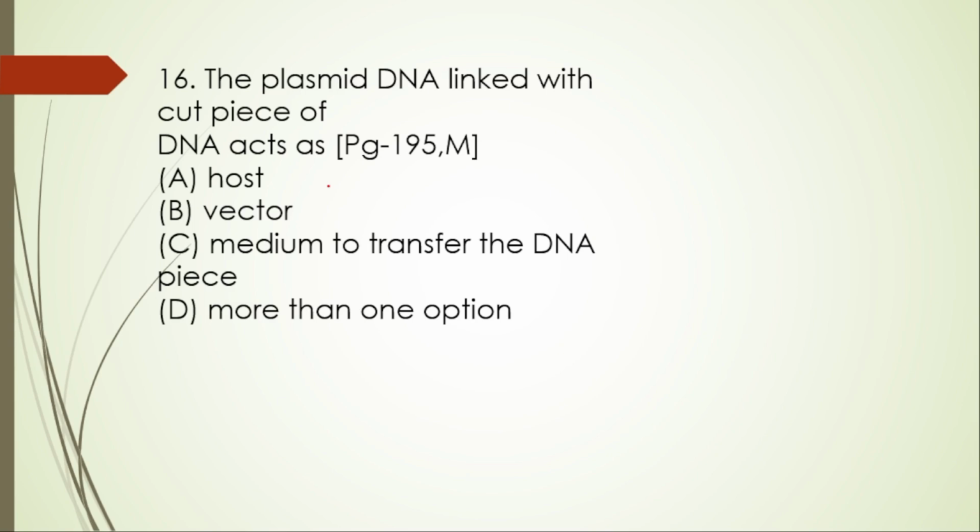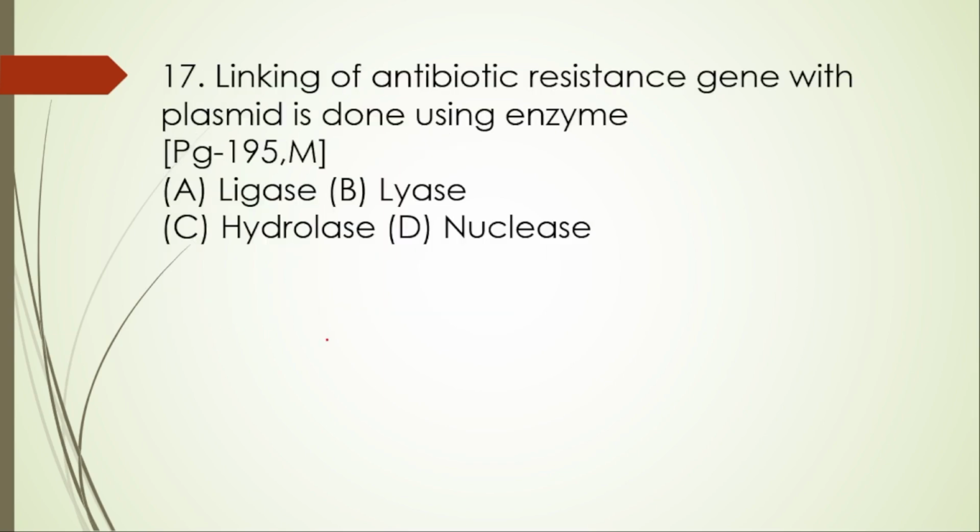Next, 16th one. The plasmid DNA linked with a cut piece of DNA acts as A, host, B, as a vector, C, medium to transfer the DNA piece, and then D, more than one option is right. So here more than one option is right, because it acts like a vector and also a medium to transfer the DNA piece. So both are right about the plasmid. So more than one option is right.